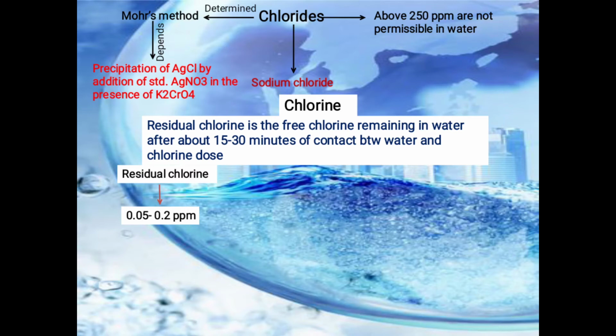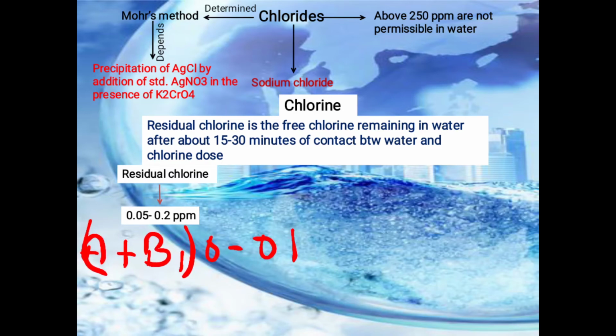Then the procedure for determining the residual chlorine: first take 20 ml sample, then add 5 ml acetic acid and 1 gram potassium iodide, and it is mixed well, and this mixture is titrated against 0.01 normal thiosulfate until the solution turns straw yellow color. Then after obtaining the straw yellow color, add 1 ml of starch solution and titrate until the blue color disappears. Note the volume of the titrant, that is A.